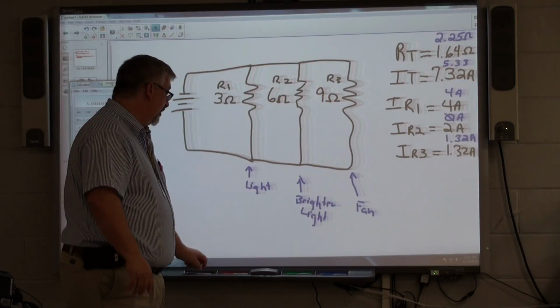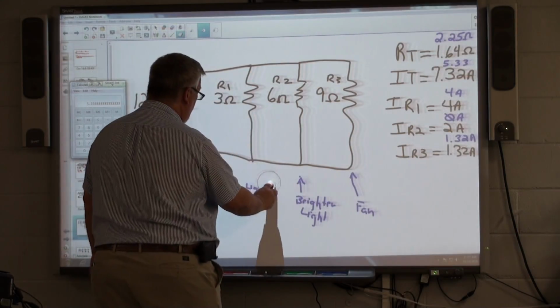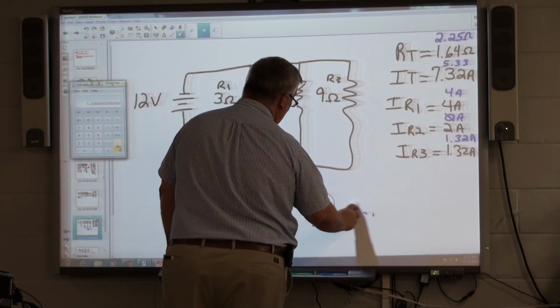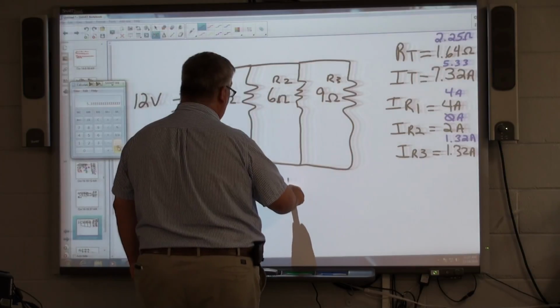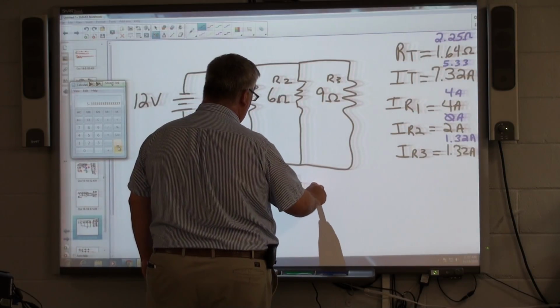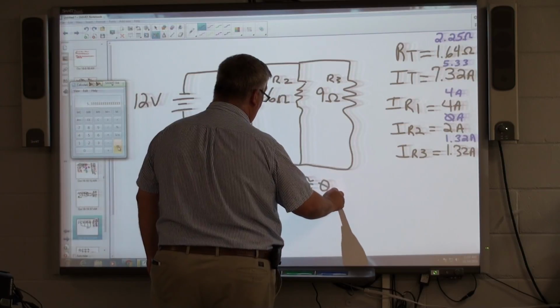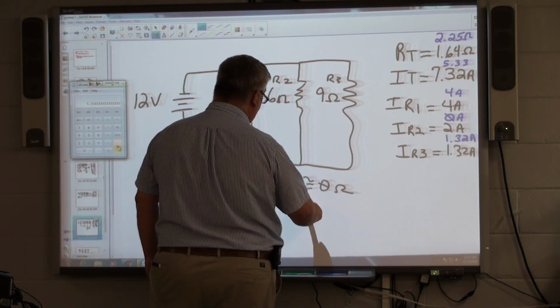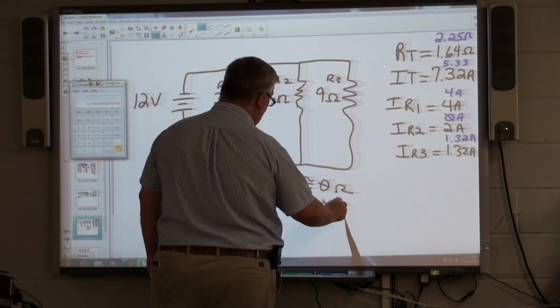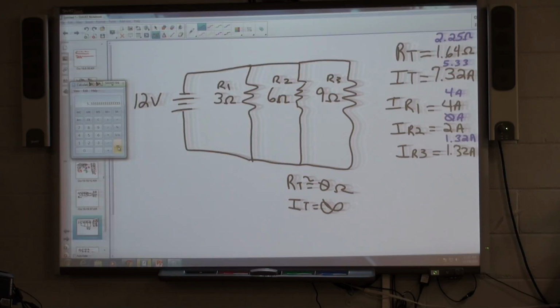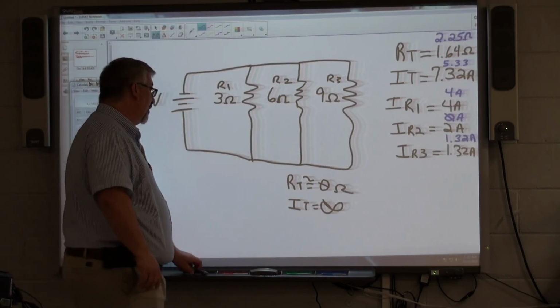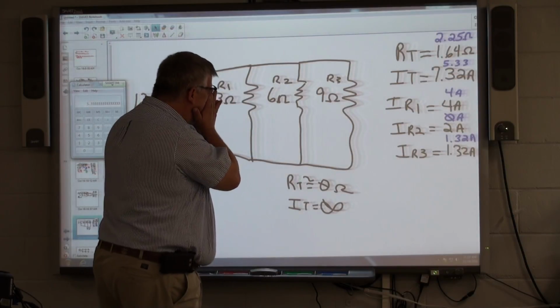What happens if one of those branches shorts? That's right. Here's what's going to happen. At least for a momentary moment in time, RT is going to be approximately equal to 0 ohms, and IT theoretically is going to be equal to infinity, or at least to the maximum current that the source can provide, but then something's going to trip or something's going to blow up. So yeah, if we short one of those. All right, what else can we talk about as far as troubleshooting?